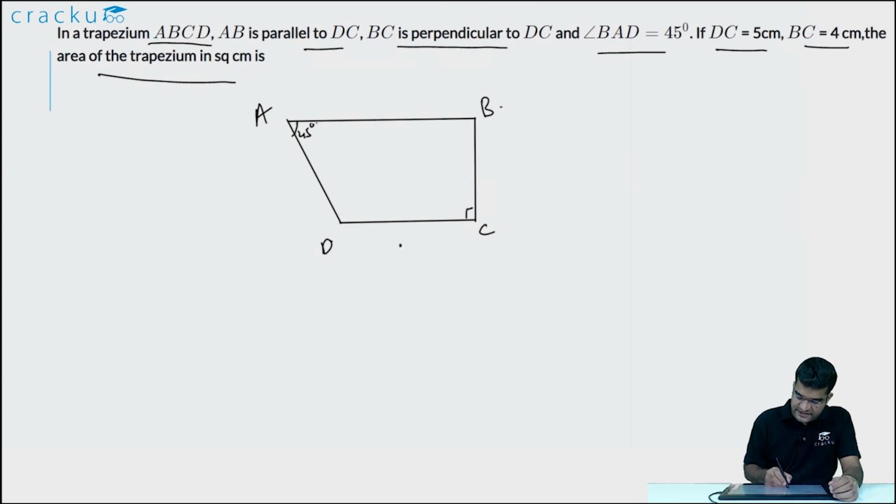We are told that DC is equal to 5 centimeters. So, this is 5 centimeters. BC is equal to 4 centimeters. So, this is 4 centimeters. And we are asked to calculate the area of this trapezium.